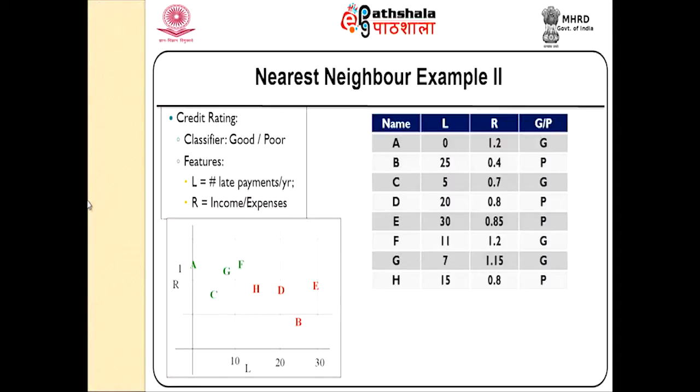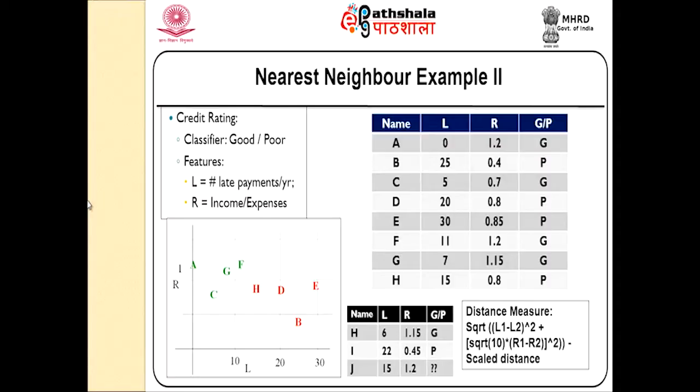Now, if you look here, you will see that all the poor ones are near each other and all the good ones are near each other. That is why we say this distance is a good measure to use for this type of classification. Now, you have I and J, new people coming into the picture, and here you want to find out what the credit rating is. So, we use a distance measure. Here we have used a square root distance measure, the square root of L1 minus L2.